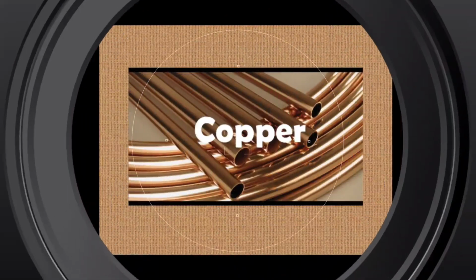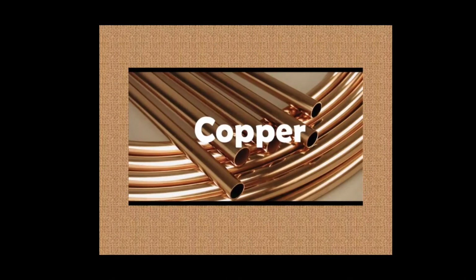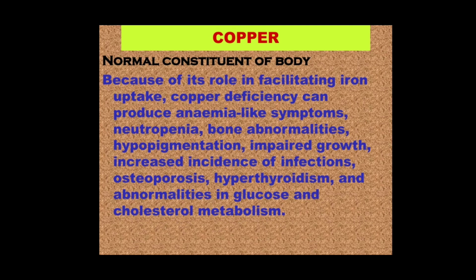Let us take a look first at copper. Beautiful metal, kind of reddish with a golden hue. Copper is a normal constituent of the body, and that is an important point and a reason why it can cause health problems if there is deficiency. Because of its role in facilitating iron uptake, copper deficiency can produce anemia-like symptoms, neutropenia, bone abnormalities, hypopigmentation, impaired growth, increased incidence of infections, osteoporosis, hyperthyroidism, and abnormalities in glucose and cholesterol metabolism.